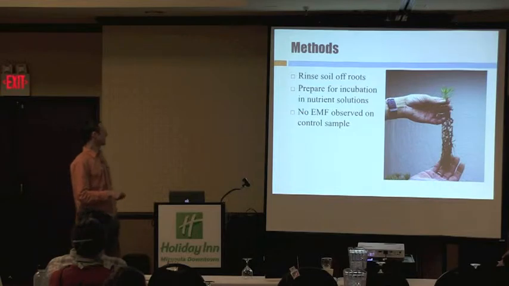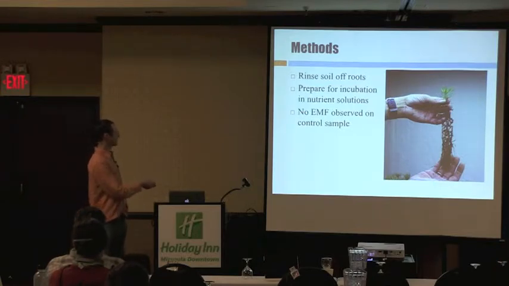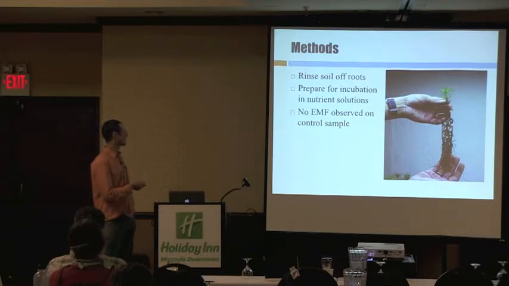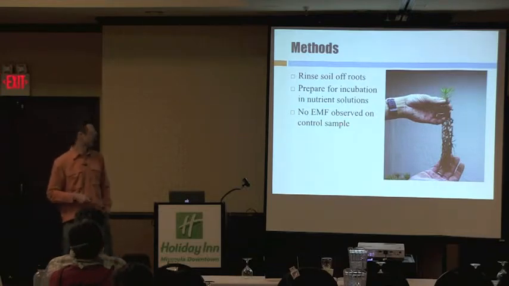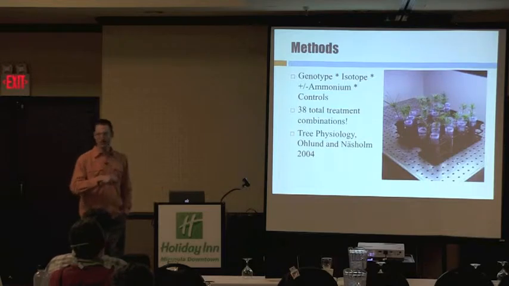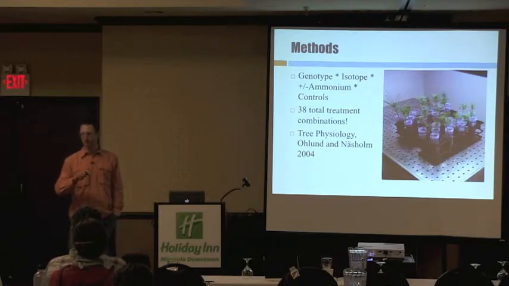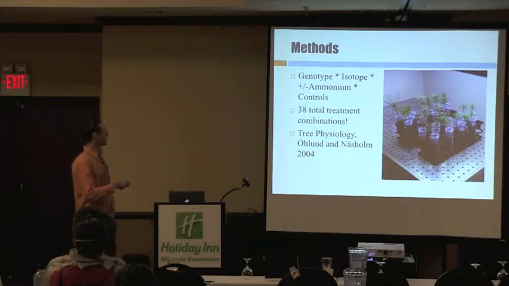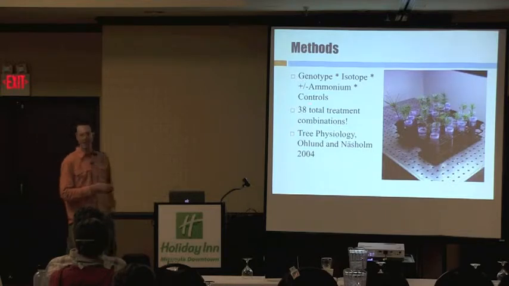Then after that year, we prepared for a hydroponic laboratory experiment. We rinsed the soil off the roots. There's one that I've just pre-rinsed. And there was a control sample. These were, as far as we could tell visually, not colonized by mycorrhizal fungi. So looking at genotype times which of the nutrients in question, which of the N sources, arginine, glycine, nitrate, or ammonium, and then whether or not they were trained on ammonium, times the controls, made 38 different treatment combinations.